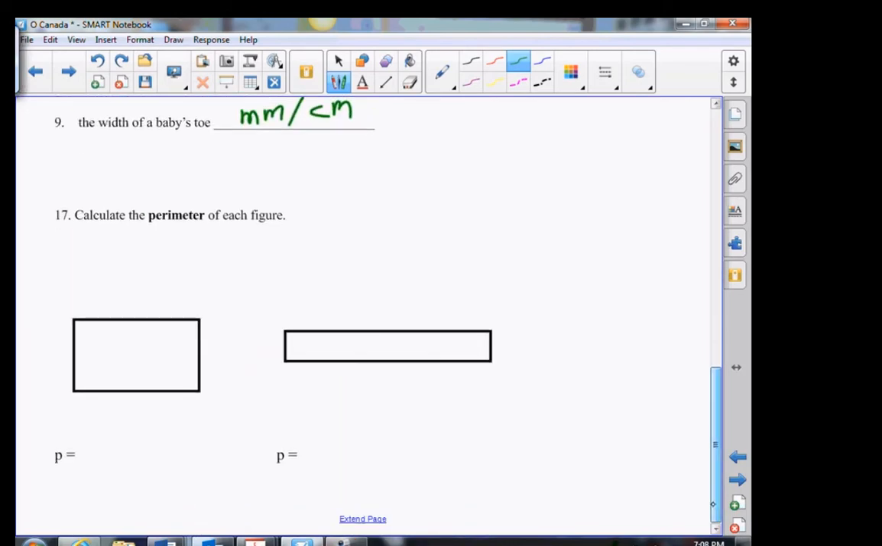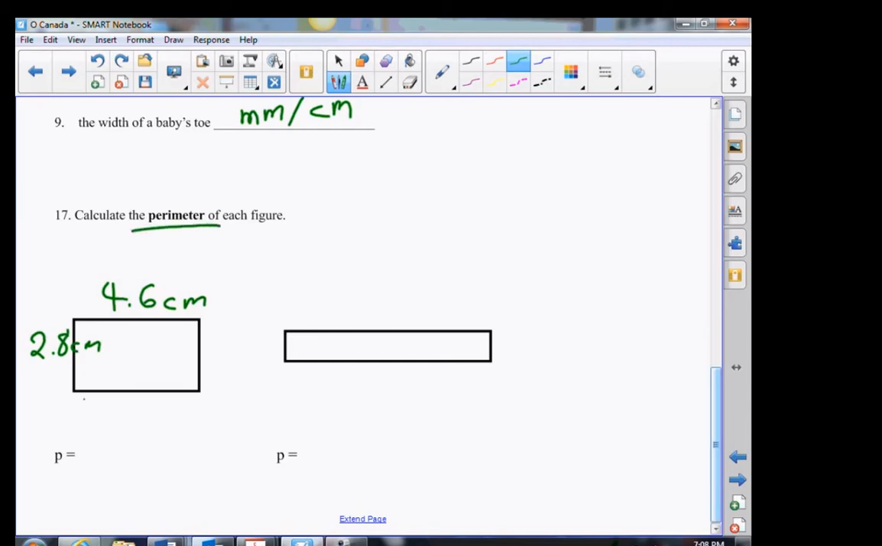Number 17 says calculate the perimeter of each figure. Well, we have these two figures here. Now, these aren't to scale like the ones on your review, but if you were to measure them, you would probably get 4.6 and 2.8 centimeters on the sides.